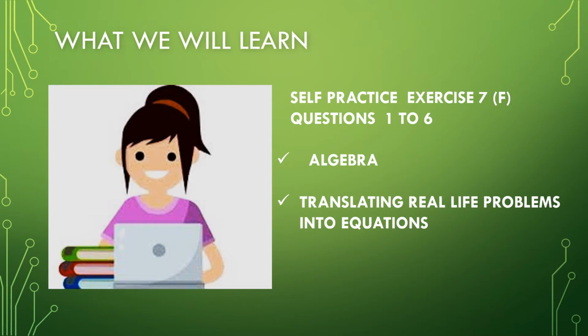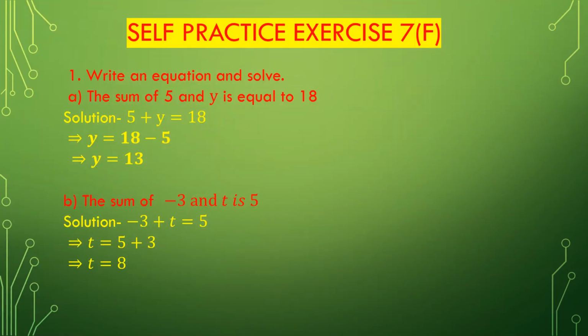What we learn today? Today we learn and solve self-practice exercise questions 1 to 6, self-practice 7F of chapter 7. Chapter name is Algebra and topic is translating real life problems into equations. Let's solve some questions. Now we will solve question number 1. Question number 1 is write an equation and solve.